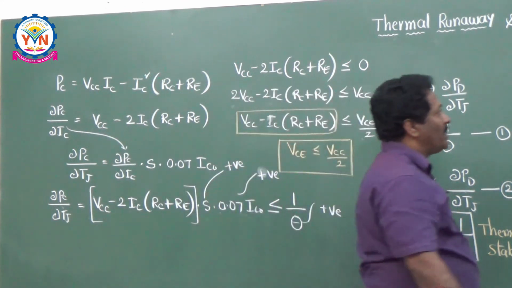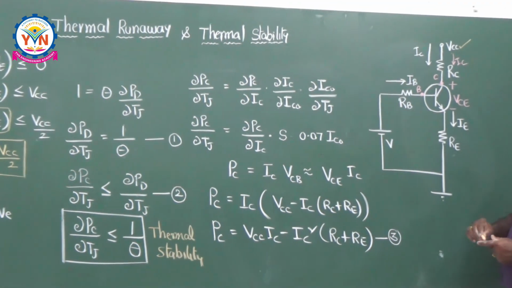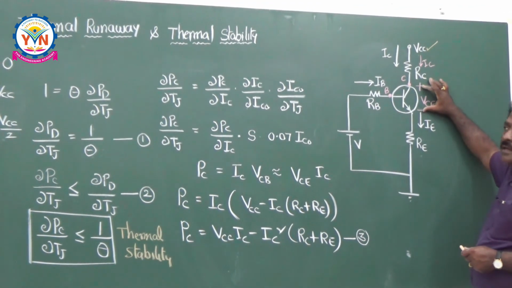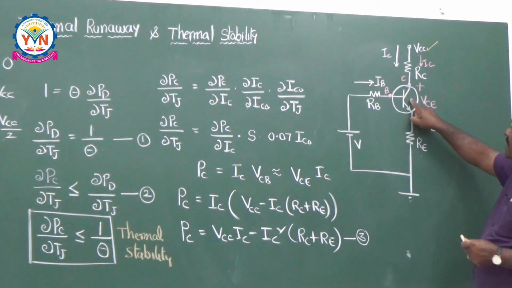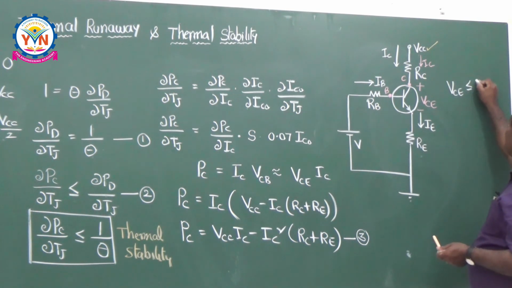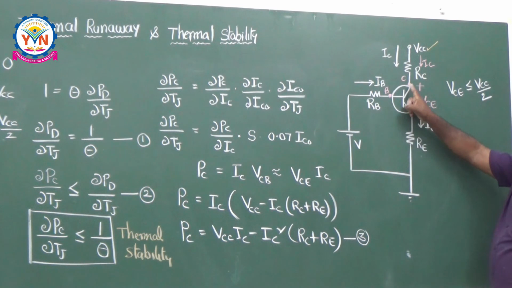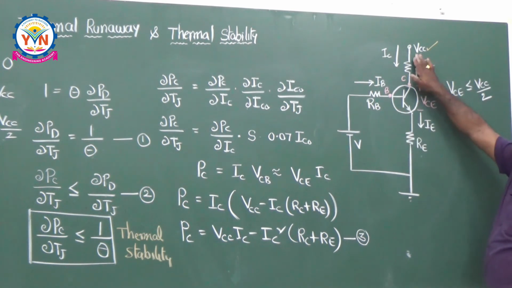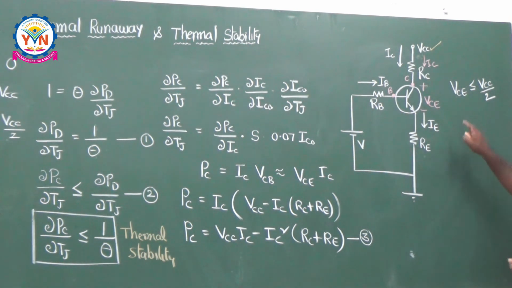Just listen here, if you are taking this common emitter configuration, and this is the VCC, and the output voltage is VCE, in order to avoid this thermal runaway and for getting the thermal stability, the condition required is that VCE should be less than or equal to VCC by 2. That means under any circumstances, if the output voltage is less than or equal to half of the applied voltage, then we are going to get the thermal stability. This is the condition required to avoid your thermal runaway.